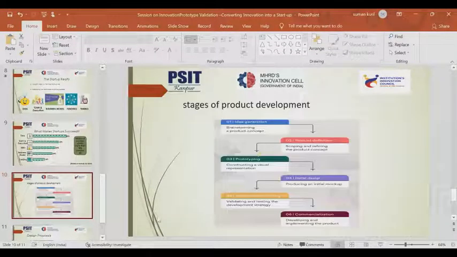Okay. So now, what are the different stages of product development? That is, what we have to keep in mind when we are going to develop our product. See, what is product development here? Product development is the process of building a new product, from ideation all the way through the launch. That means starting from having an idea and then launching the product in the market. So product development covers all these phases.